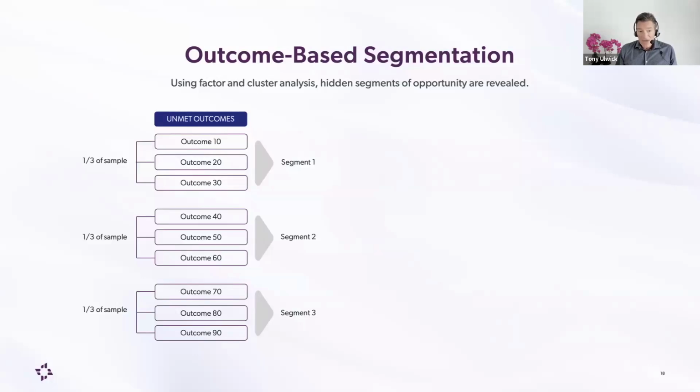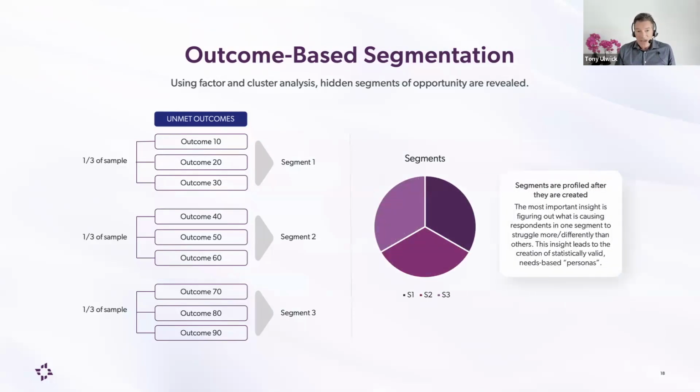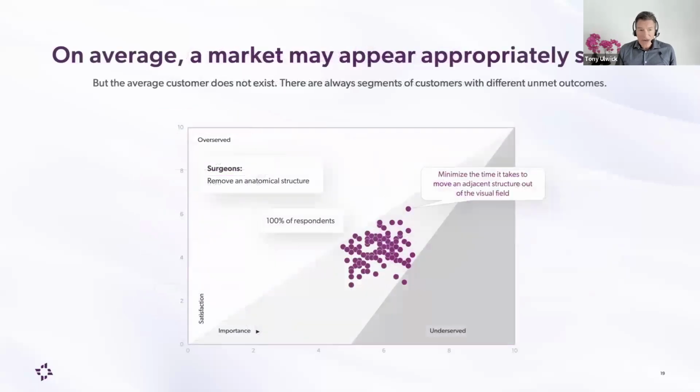Now, you can imagine the complexity in doing this here, but what we're doing is we're just using factor and cluster analysis to come up with a number of segments that you get to choose with a 3, 4, 5 segment solution, and then profile them to see who's in those segments and to see whether they're underserved or overserved or some combination thereof. And that's what we're going to talk about.